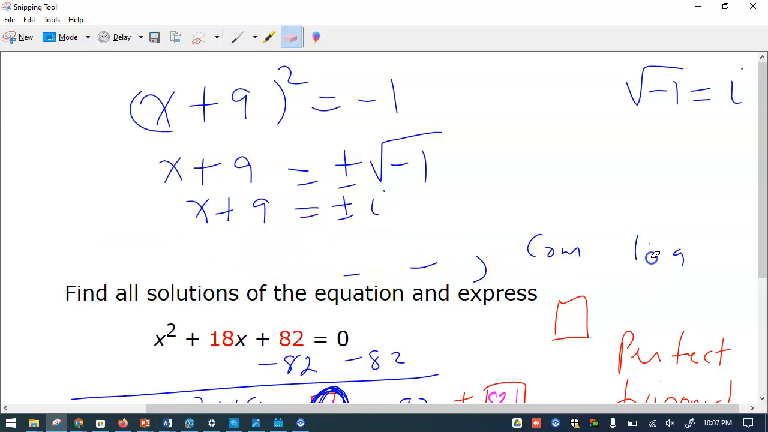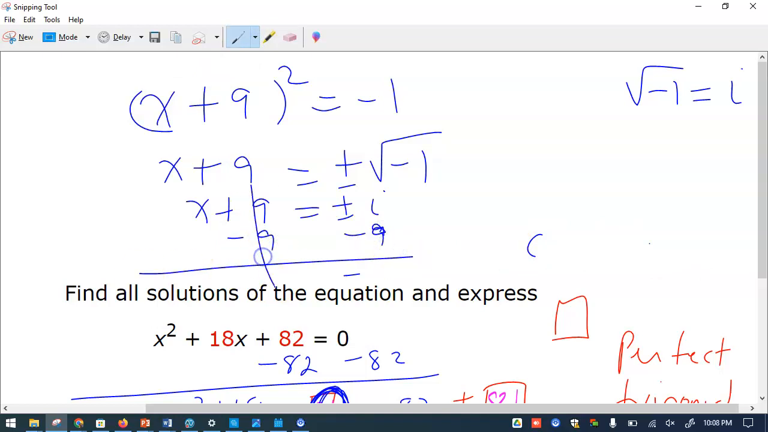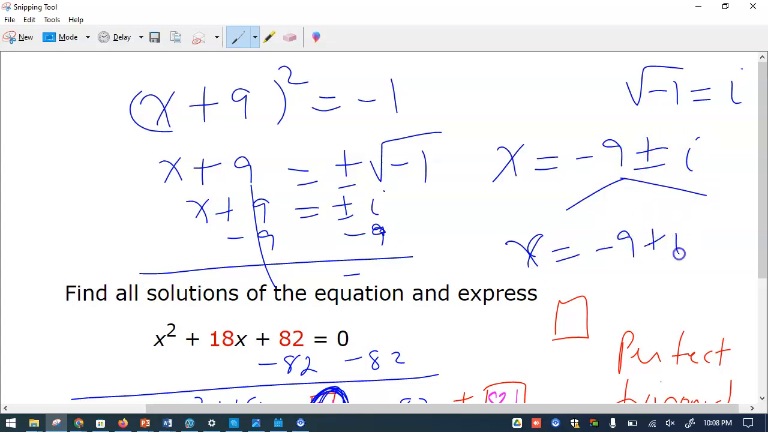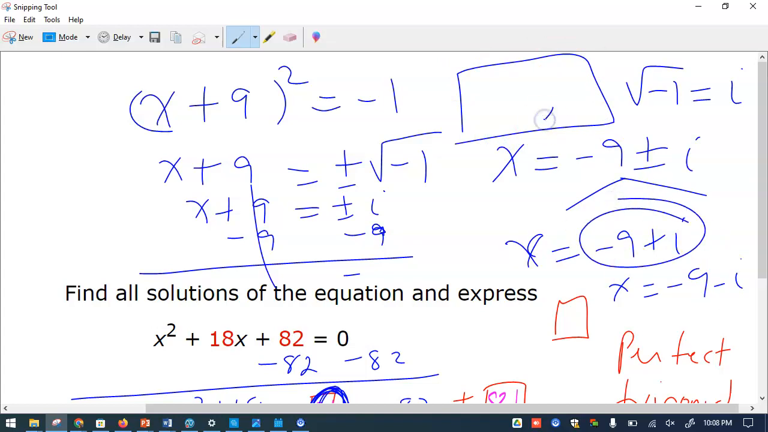Then subtract 9 on both sides. Subtracting 9, this goes away, and you get x equals minus 9 plus or minus i. The two answers are x is minus 9 plus i, and the other one is x equals minus 9 minus i. You want to make sure when you put it in the box, sometimes the homework says to put a comma between them, and you get the correct answer.